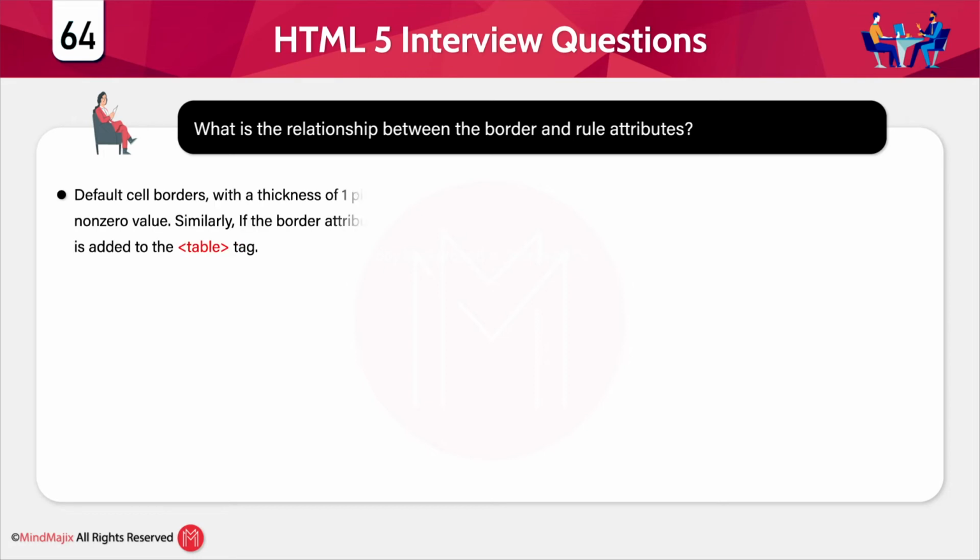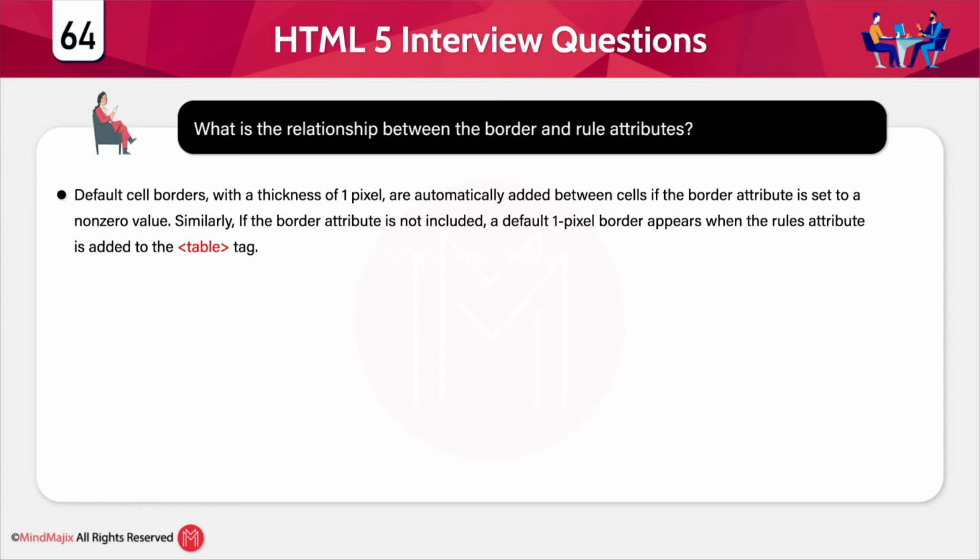See guys, default cell borders with a thickness of 1 pixel are automatically added between the cells. Okay. If the border attribute is set to a non-zero value, by default what? A thickness of 1 pixel is automatically added. If the border attribute is not included, the default 1 pixel border appears when the attributes are added to the table tag. Okay, that is what.